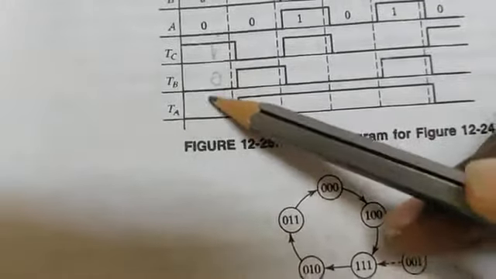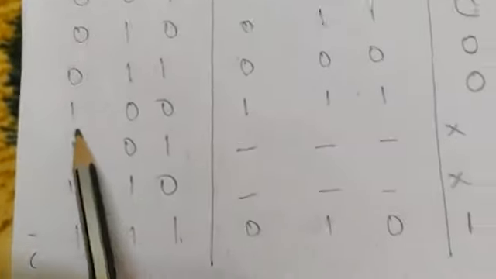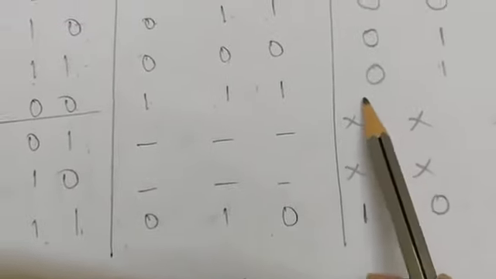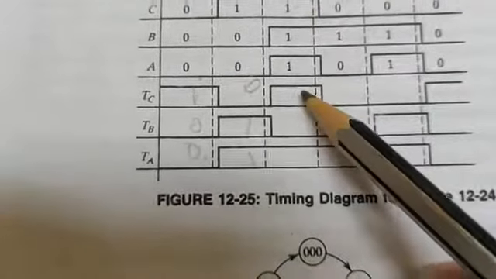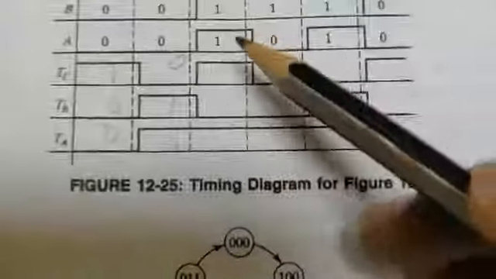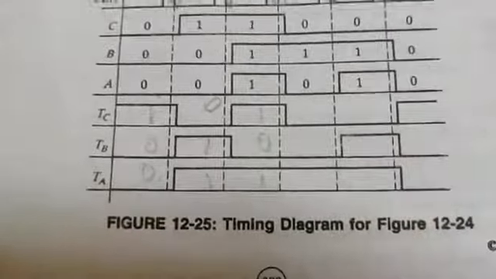So it is 1, 0, 0, high, low, low. When the present state is 1, 0, 0, where is this? Here it is, 1, 0, 0. The output is 0, 1, 1. So when it is triple 1, the output is 1, 0, 1. Look here, for triple 1, 1, 0, 1 is the output. Like this they have drawn the waveform.